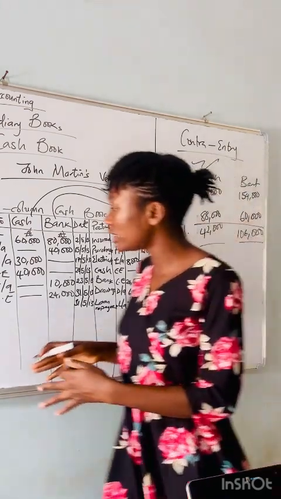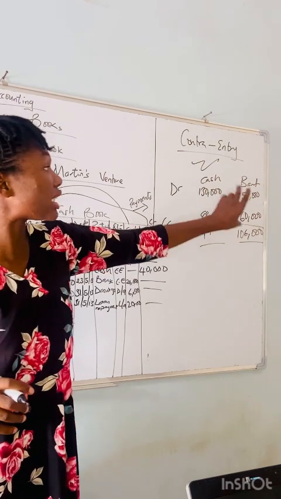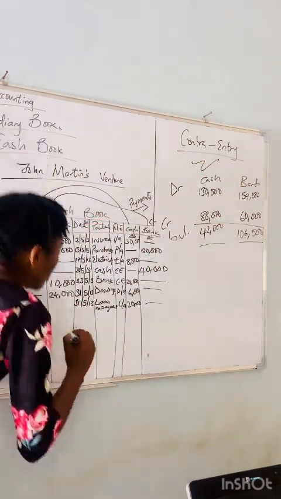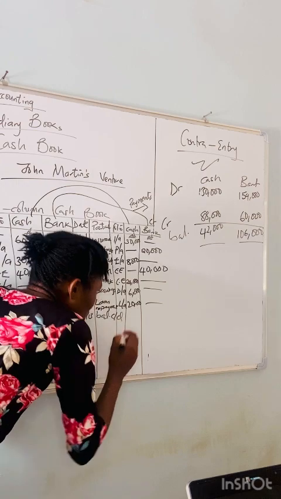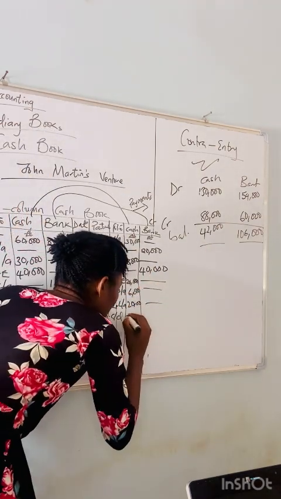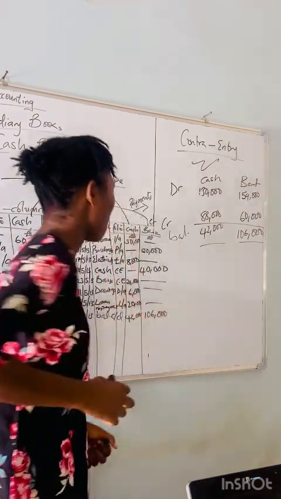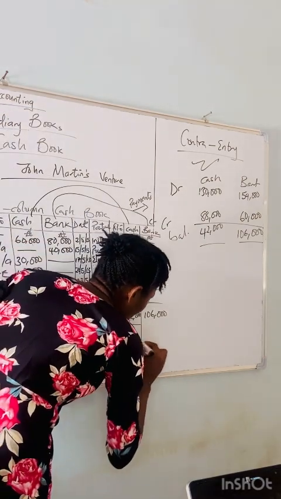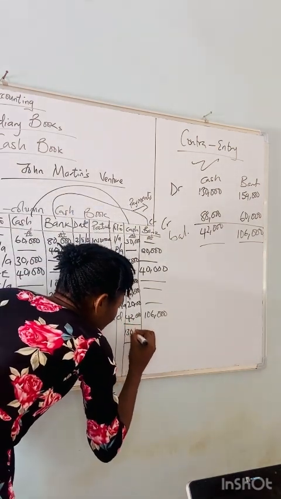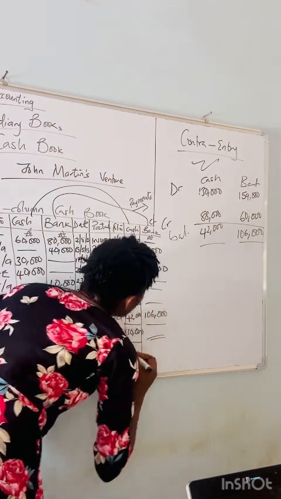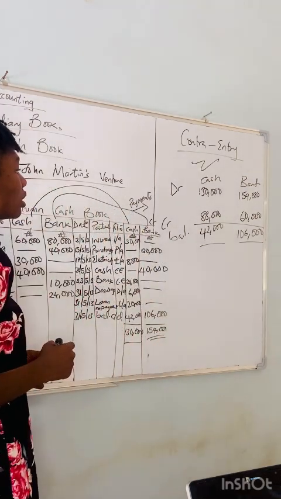Now, we'll be going to the last day of the month. Since it is our credit side that is lesser, our balance carried down will be going to the lesser side so that it can meet up with the bigger side, okay? So at the last day of the month, which is 31st of May, we'll be balancing our account, balance carried down, all right? For the cash, we have 42,000 naira. And then for the bank, we have 106,000 naira, all right? So when we add these up, we can be able to meet up with the bigger side. On the same line, we have here for the cash 130,000 naira, and then a bank total of 154,000 naira.